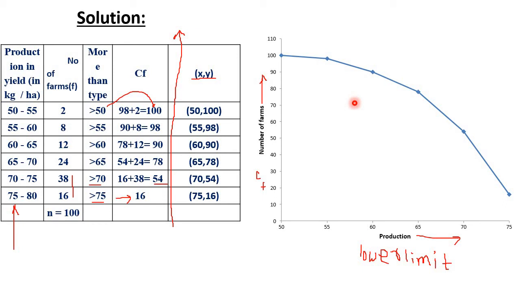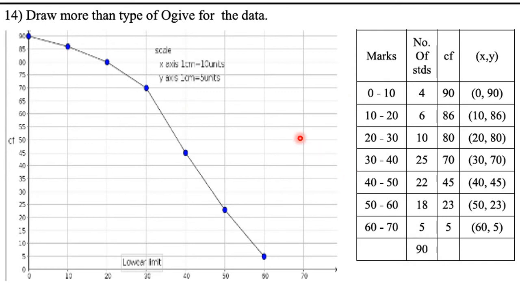Let us move to the next problem. Draw more than type of ogive for the given data. Your marks and number of students are given. So 0 to 10, only 4 students. 10 to 20, 6 students. 20 to 30, 10 students. 30 to 40, 25. 40 to 50, 22. 50 to 60, 18. 60 to 70, 5 students. Totally 90 students are there. N is equal to 90.